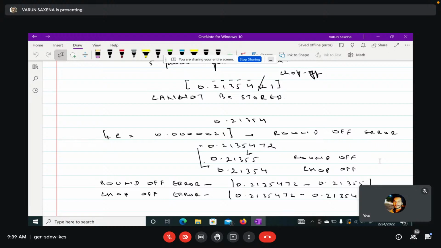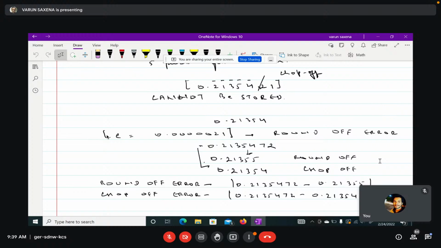Okay, so just to summarize whatever we've done, there are two kinds of errors. There is one called truncation error, there is one called rounding error. In rounding error, unless or until I say round off, you will not round off. Unless or until I say chop off, you will not chop off.